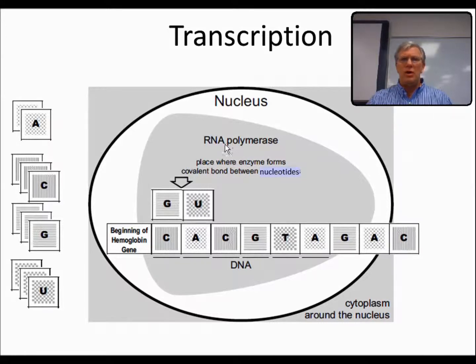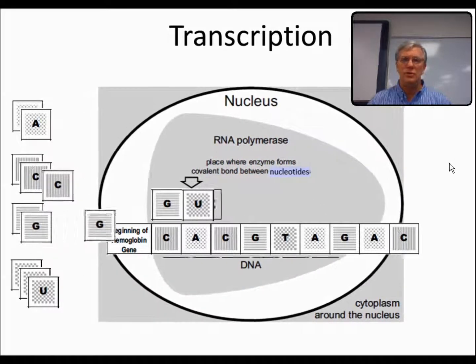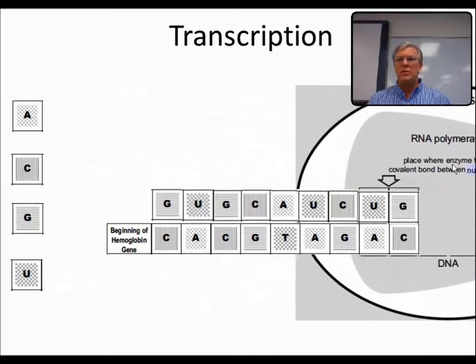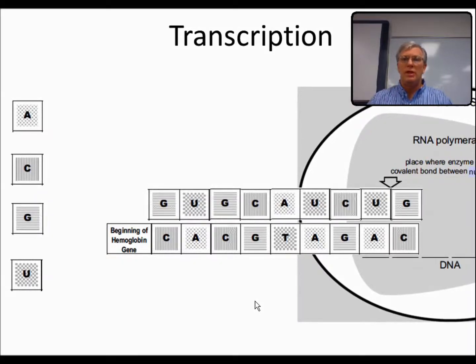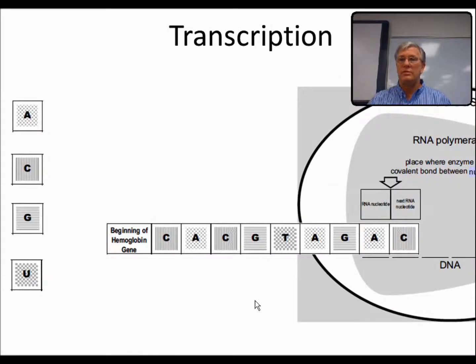And so this RNA polymerase will travel on down the gene, matching up RNA nucleotides to the DNA nucleotides until the entire gene is transcribed and we've created a messenger RNA molecule. Once that messenger RNA molecule has been created, it's going to leave the nucleus and go out into the cytoplasm where it can be translated into a protein.